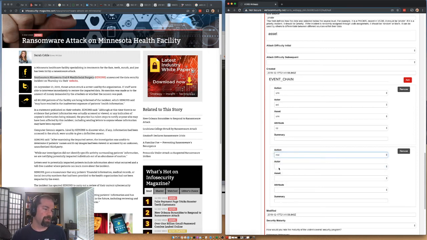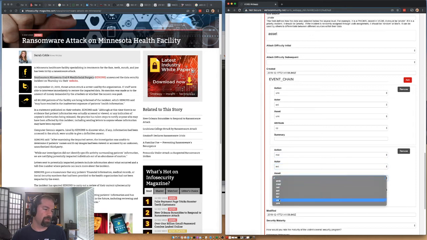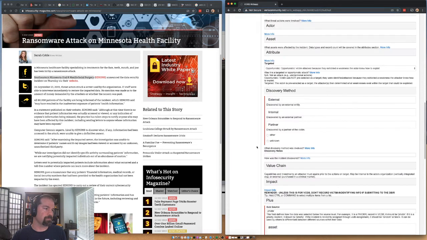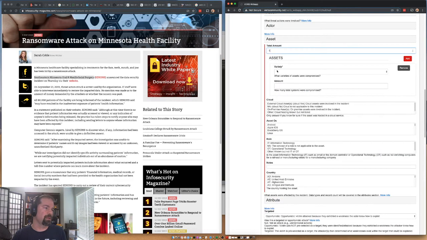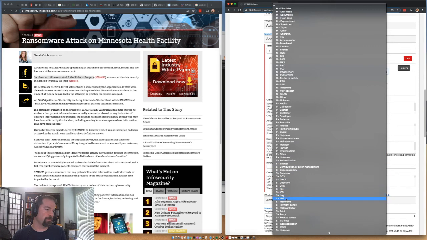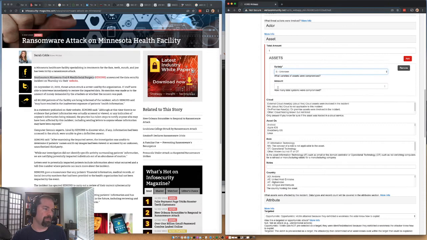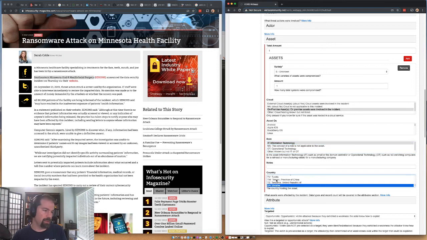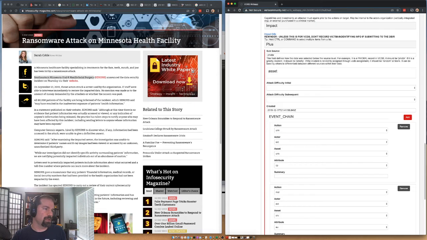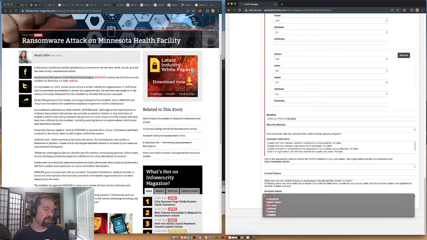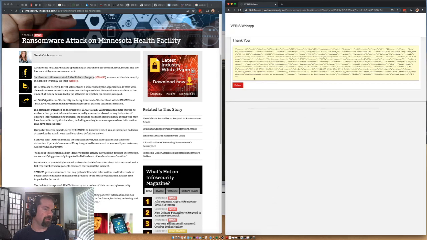We know that the unknown actions were followed by malware by an external actor on one server compromising availability. Go back up here and code asset. One server of unknown type. It may have been like an imaging server or something. It sounded on-prem. It's IT. I'll put it in the United States. So we've got that coded. Okay. Got this. And then we can mark this validated and we'll save it out.